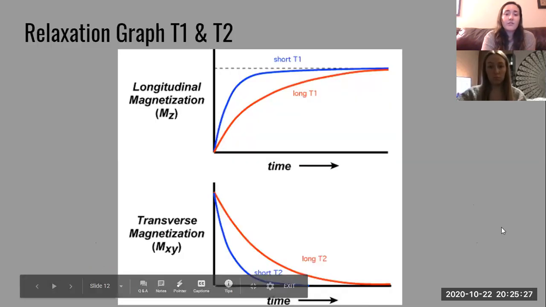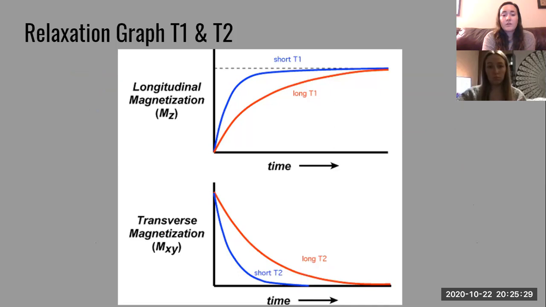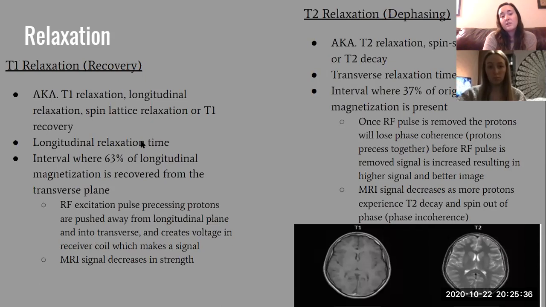This shows the graph of the T1 and T2 relaxation. And here we're going to describe T1 and T2 relaxation. So the first one I'm going to describe is T1 relaxation, also known as recovery. It has other names such as longitudinal relaxation, spin lattice relaxation, or T1 recovery.